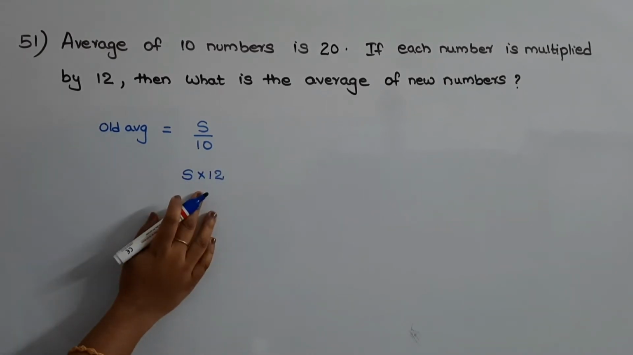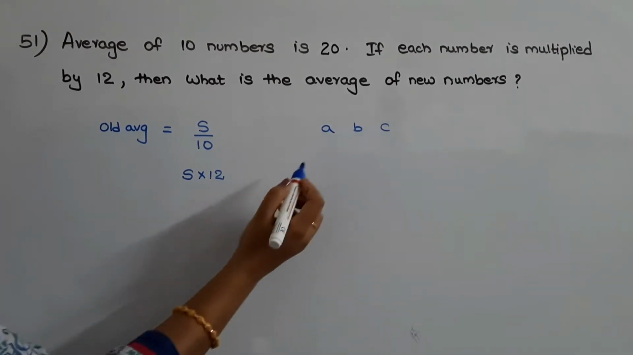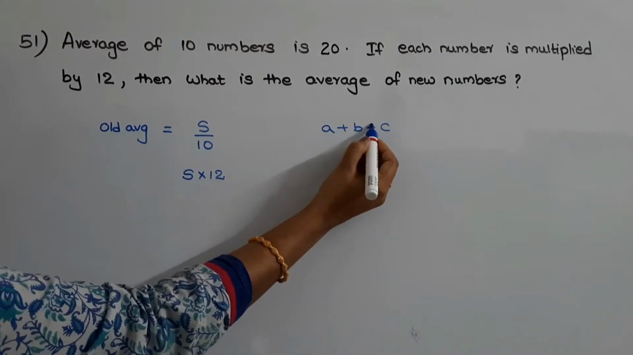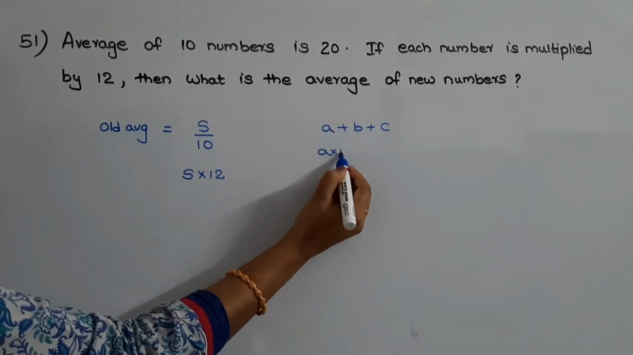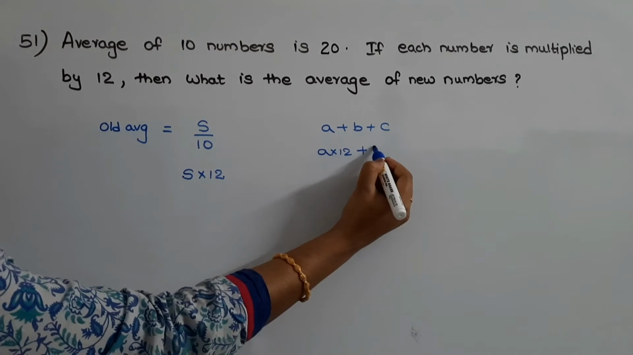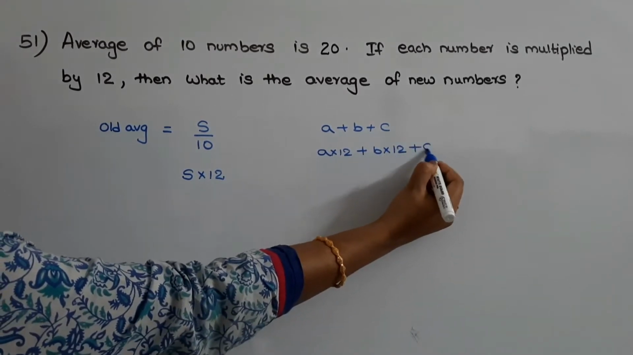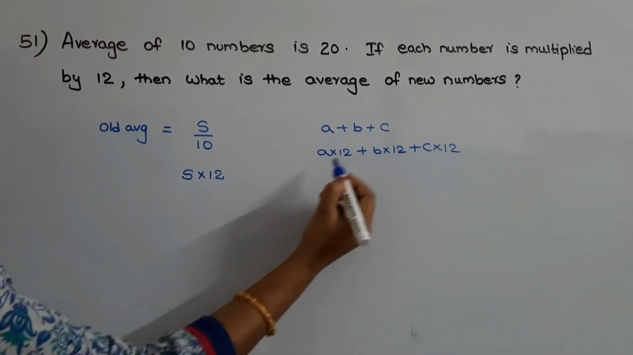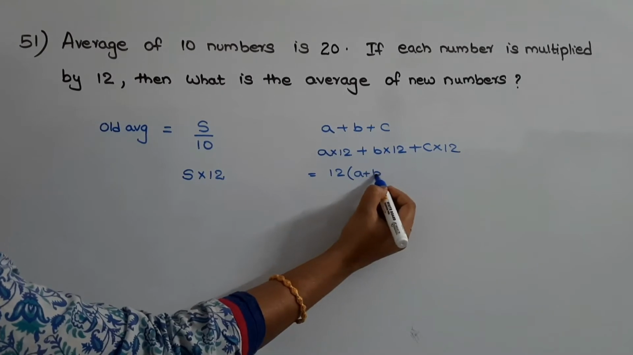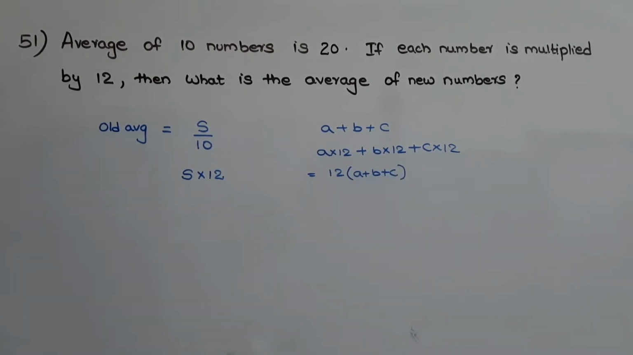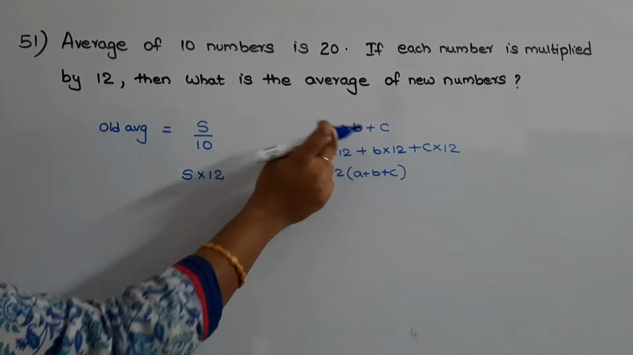This is because if there are 3 numbers A, B and C, then their sum will be A plus B plus C. Now if each of these 3 numbers is multiplied by 12, then what will be the new sum? New sum will be A into 12 plus B into 12 plus C into 12. So we can write this as 12 into A plus B plus C. We can take 12 common. So the new sum will be equal to 12 into old sum.